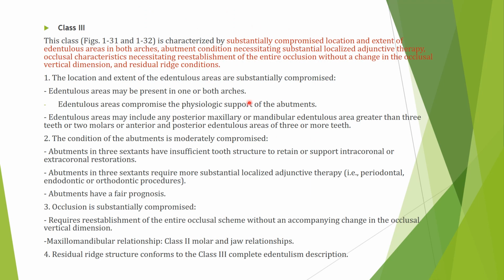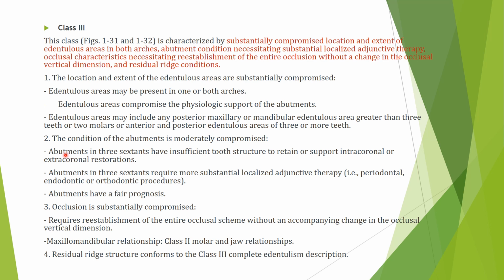Okay, coming to class 3, guys. It is characterized by substantially compromised location and extent of edentulous areas in both arches. Abutment condition necessitates substantially localized adjunctive therapy. Occlusal characteristics necessitate reestablishment of occlusion without any changes in the occlusal vertical dimension. Okay, so both arches again are involved.